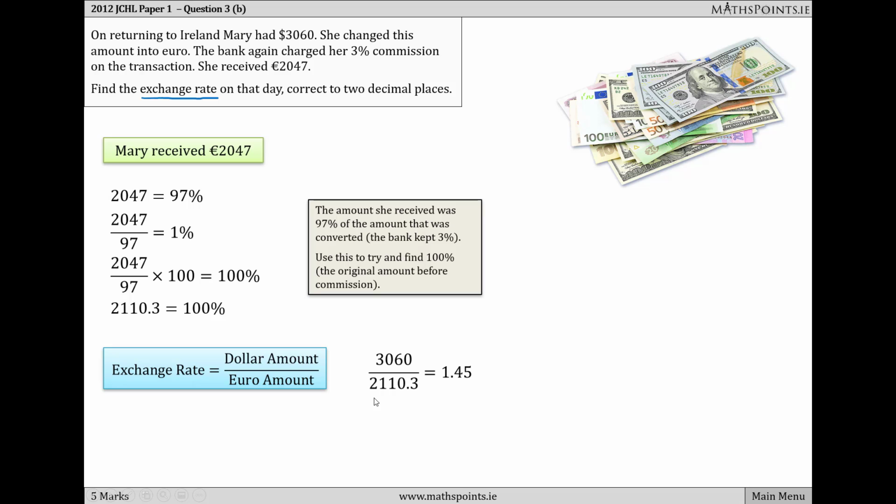The euro amount it was changed into is 2,110.3. And if we divide one into the other, we get that the euro-dollar exchange rate on that day was 1.45.